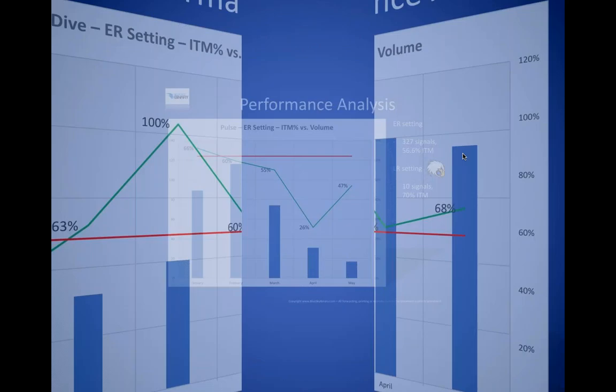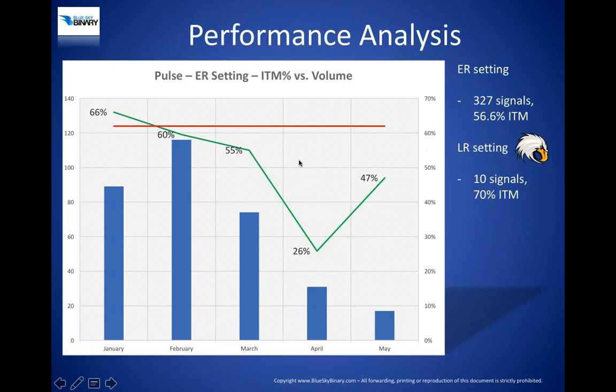So that's Dive. And we go to Pulse. So Pulse is the sick dog, or the dog with fleas. As you can see, it's kind of had a good January, but then February, March, April, May has just been lackluster. And in general, it's a 50% win rate stream on auto-traded results, right? And you can see it's a very, very high volume stream. 327 signals since January on ER, just 57% win rate overall.